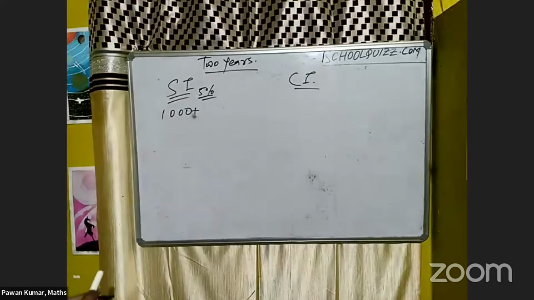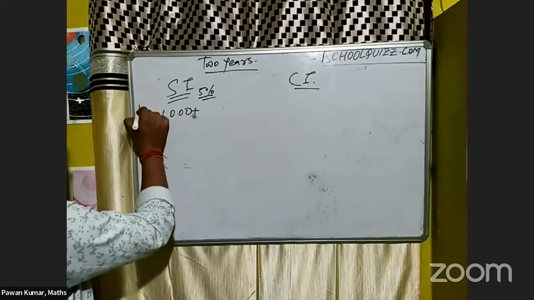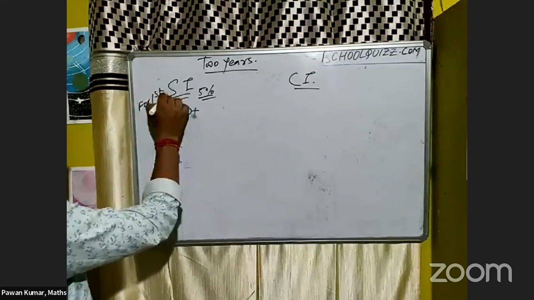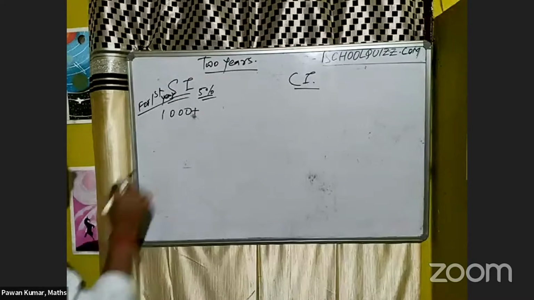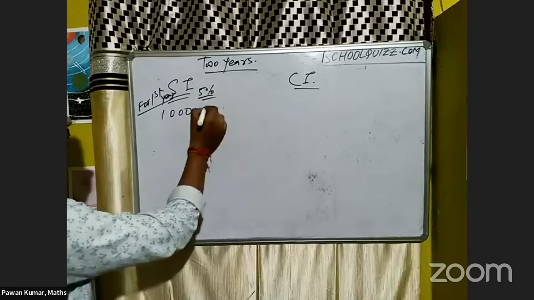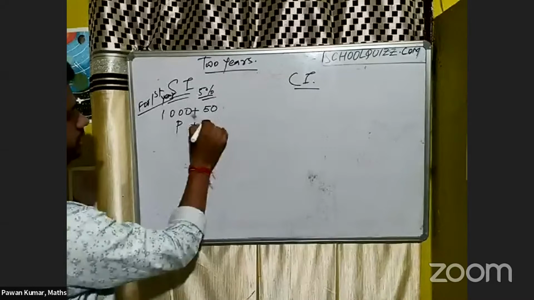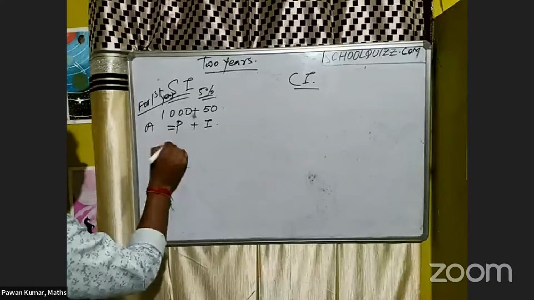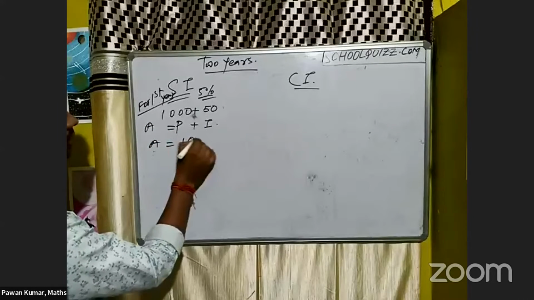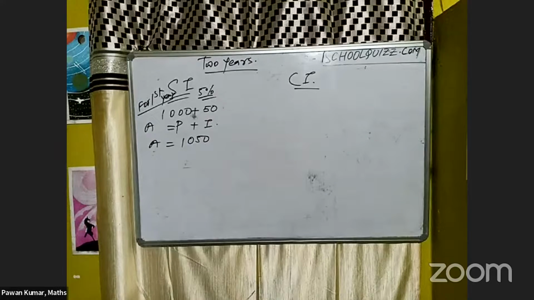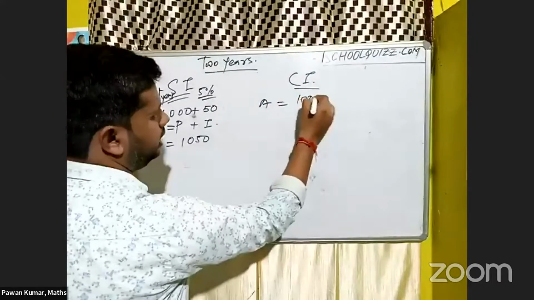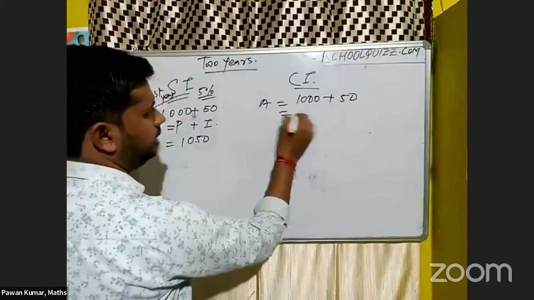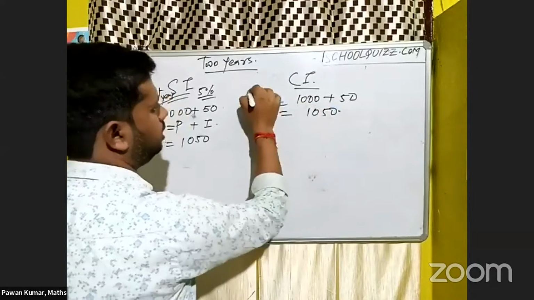Let it be. So suppose for the first year, what happened? 1,000 they took, and 5% of 1,000 is 50 rupees, correct? That is the interest. So principal plus interest is the amount. After the first year they paid 1,050 rupees, correct? And for CI also, 1,000 is the principal and 50 rupees interest they paid, and total amount of 1,050 rupees after the first year.